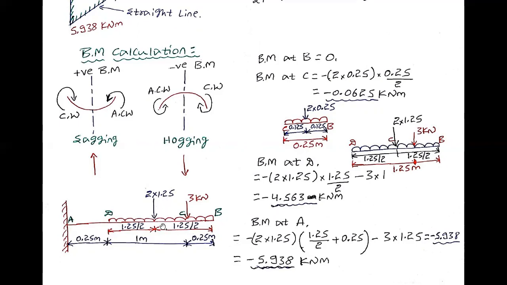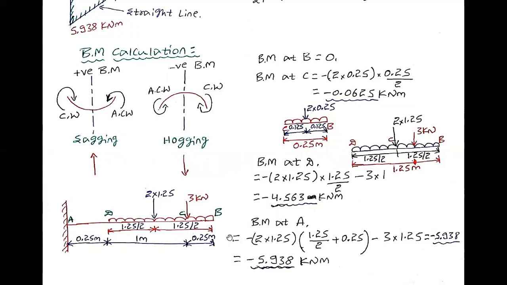Once again I will tell you, first convert this UDL into point load. 2 multiplied by 1.25, it is converted into point load, and this will be acting at the CG of DB. This is the CG, 1.25 divided by 2. As per the bending moment definition, it is vertical load into perpendicular distance. You are finding bending moment at point A. Vertical load is 2 into 1.25 into distance 1.25 divided by 2 plus 0.25 meter. On the right side, it is acting in clockwise direction. You have to take it as negative.